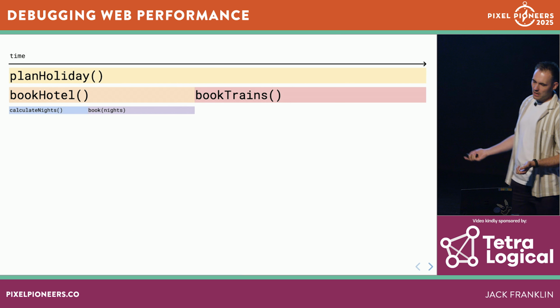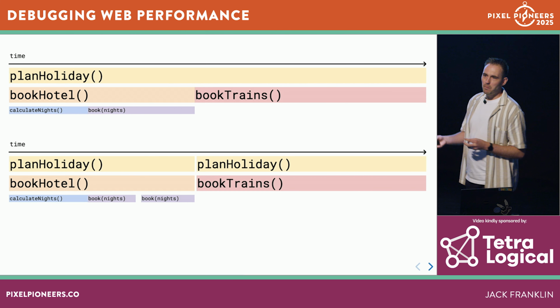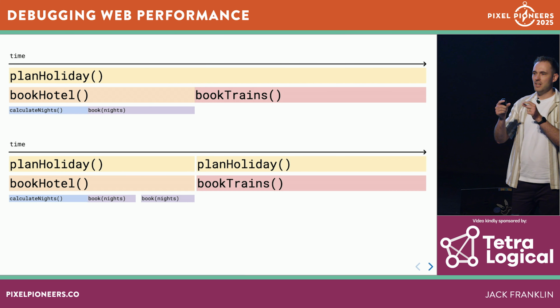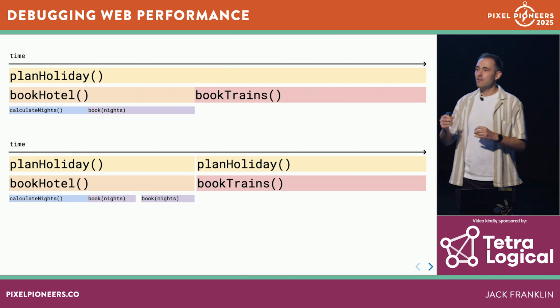So here's the code that actually ran. But depending on when we take those snapshots, we might mistakenly think that plan holiday was called twice, really close together, whereas actually it would be once. So again, with these tools, it's very hard to get 100% accurate data. So you always have to apply a bit of nuance.